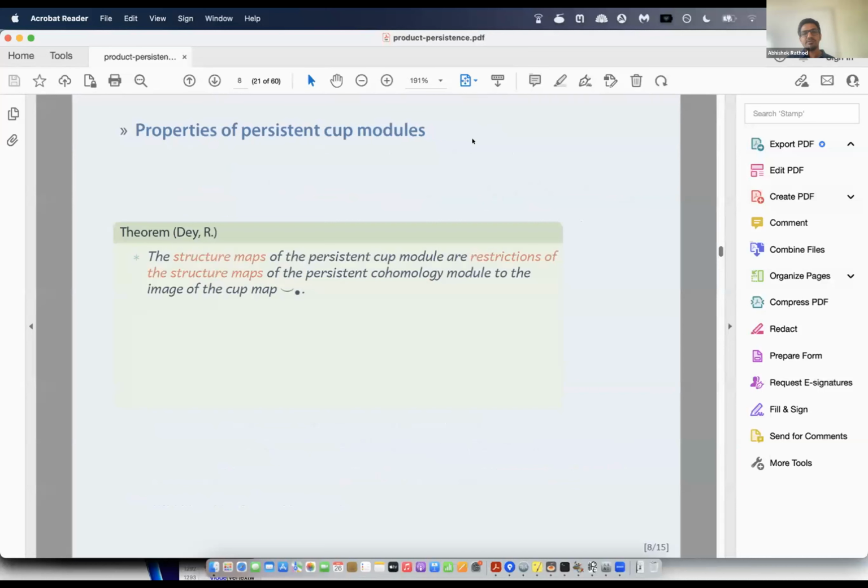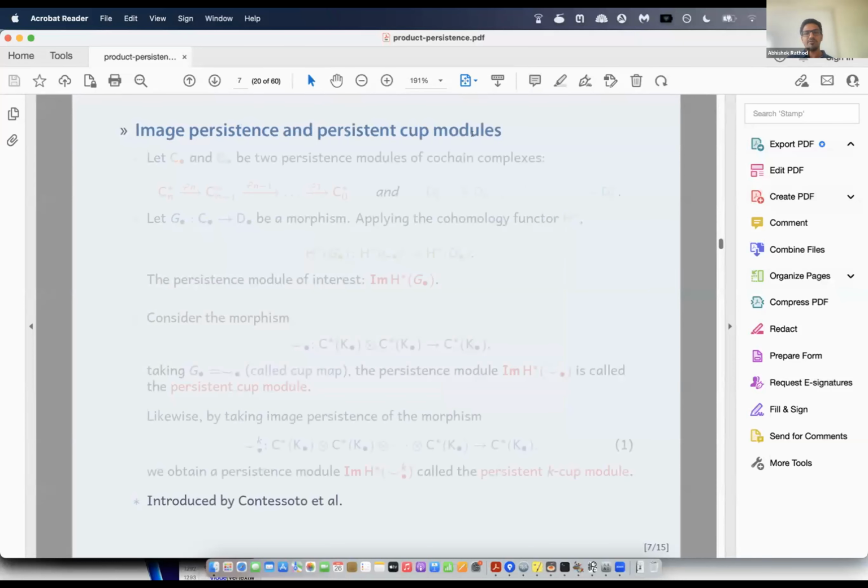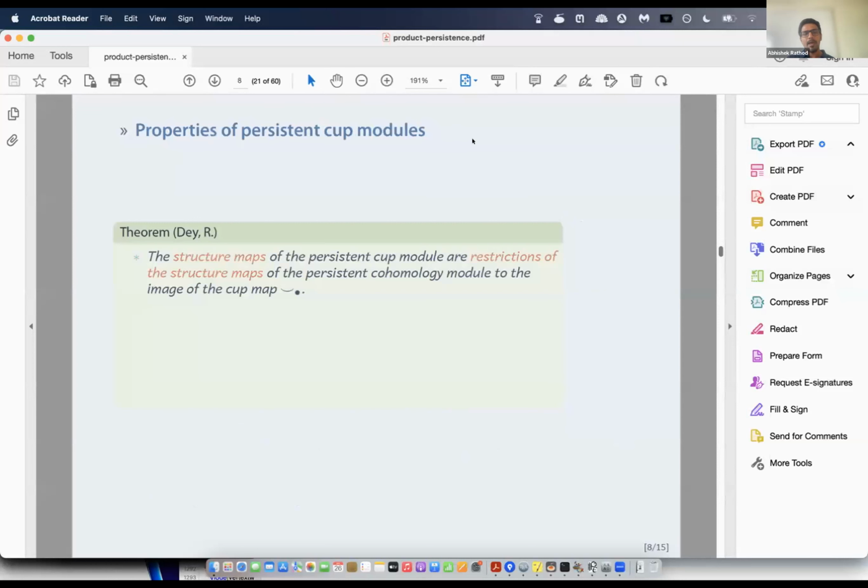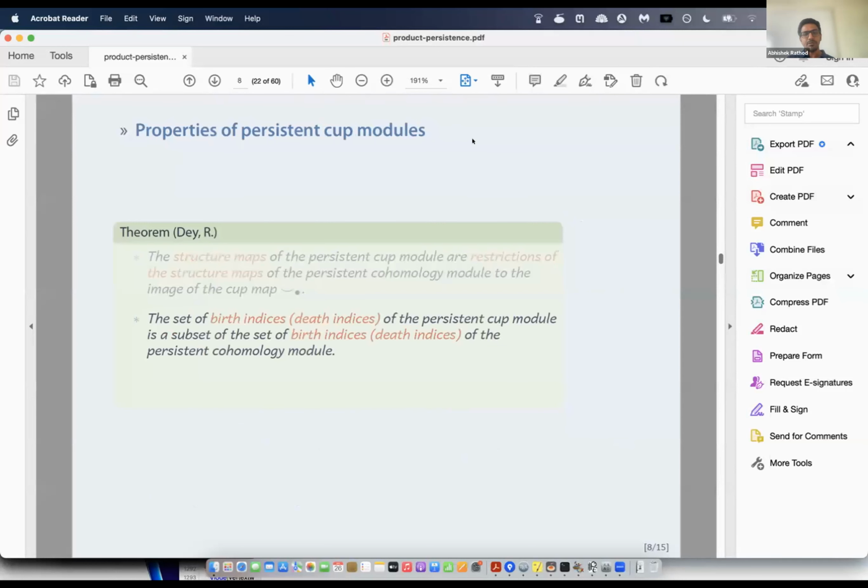The structure maps of these persistent cup modules are essentially the restrictions of the structure maps of the ordinary persistent cohomology module to the image of the cup map, cup bullet, that was defined in the previous slide. The birth indices of the persistent cup modules are a subset of the birth indices of the ordinary persistent cohomology modules, and likewise the death indices of the persistent cup module are a subset of the death indices of the ordinary persistent cohomology modules.